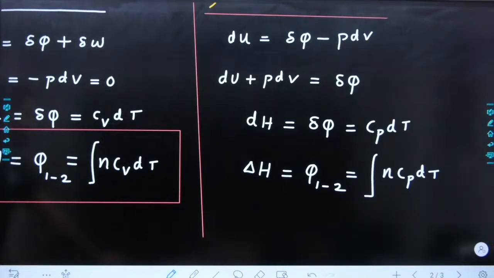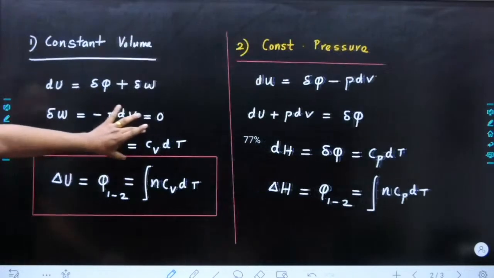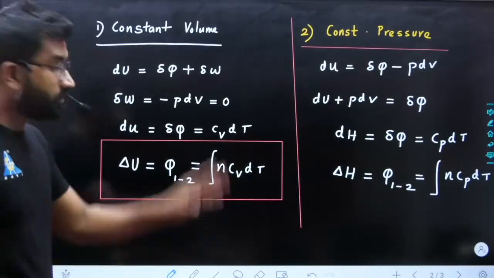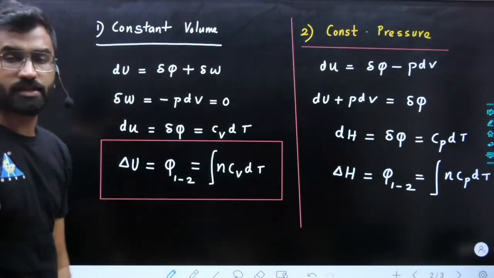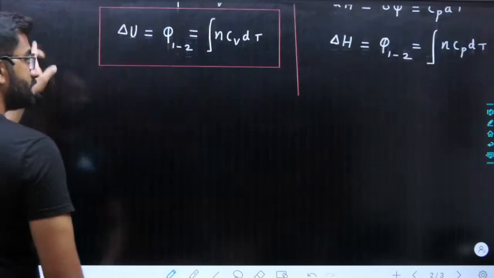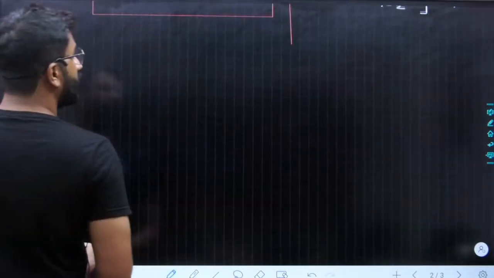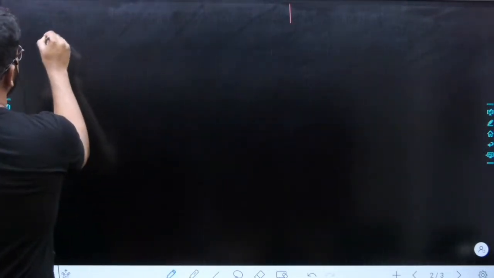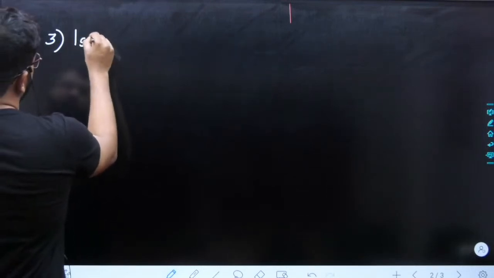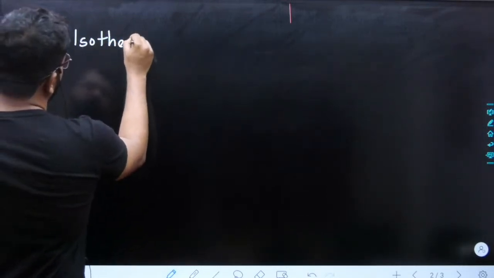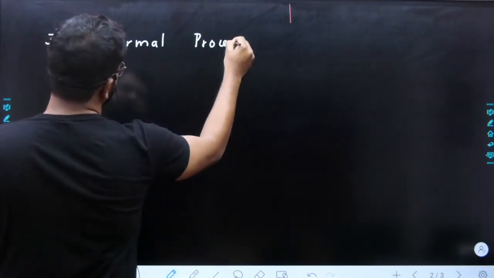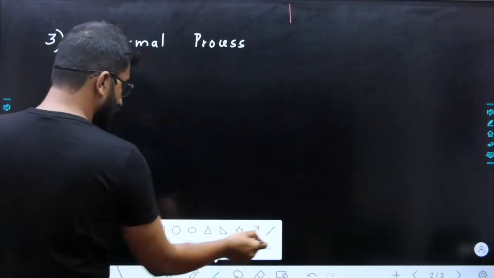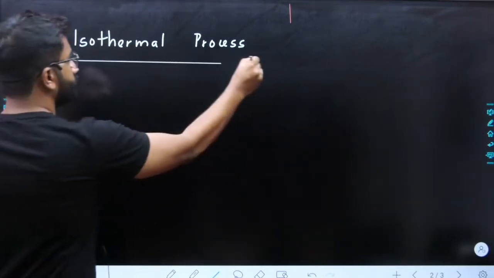Now once this is done, this is our isobaric and isochoric. This is isochoric, constant volume, and this is constant pressure, isobaric. Once both are done, we have a third process, the isothermal process. Most of your questions are always from the isothermal process or the adiabatic process. So remembering the equations for the isothermal process is very, very important.